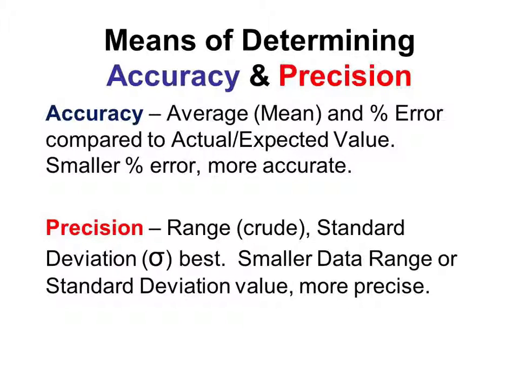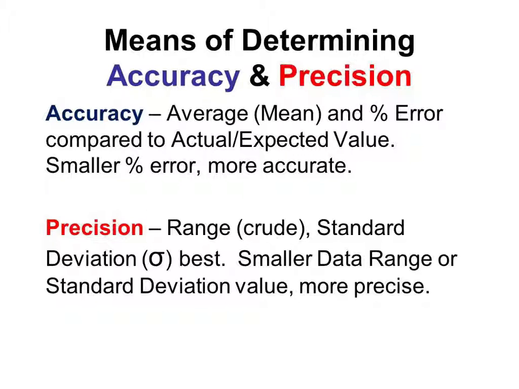We need a means of determining accuracy and precision, a mathematical or numerical means of doing that. We just can't look at something and eyeball it. So we need some type of numerical measurement that tells us whether or not we are accurate and/or precise. For accuracy of a set of measurements, we are going to determine the average, or mean, of the set of measurements and its percent error compared to the actual value or the expected value. That is going to be our determination for accuracy.